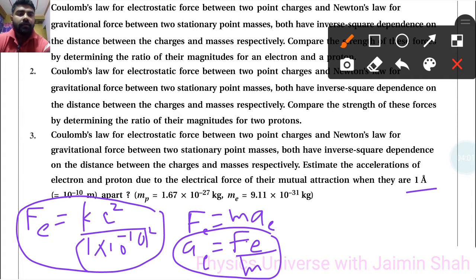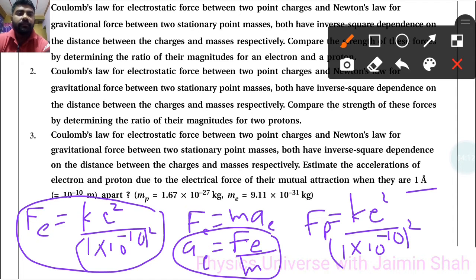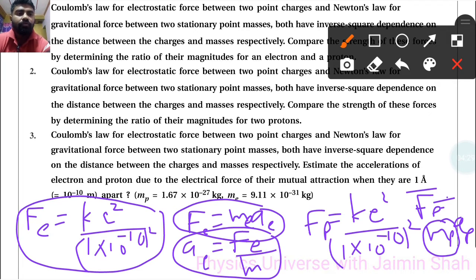In a similar manner, we have to find it for the proton, right? So Fp is equal to again k e squared upon 1 into 10 raised to minus 10 whole squared. In this equation there is the mass of electron, m_e, and Fe we found, right? Now the formula is m_p a_p, because we have to write the mass of proton here, and that is 1.67 into 10 raised to minus 27. So again by making a_p the subject, we will get our proton acceleration.